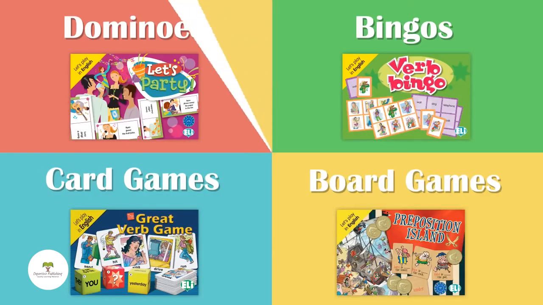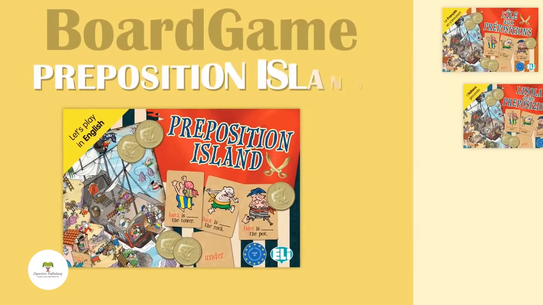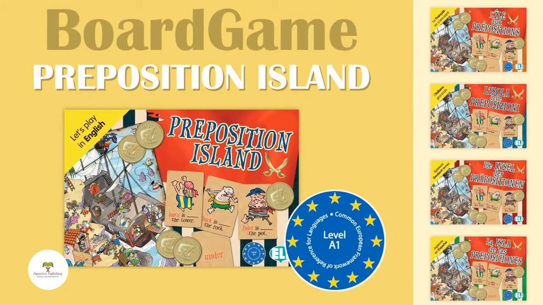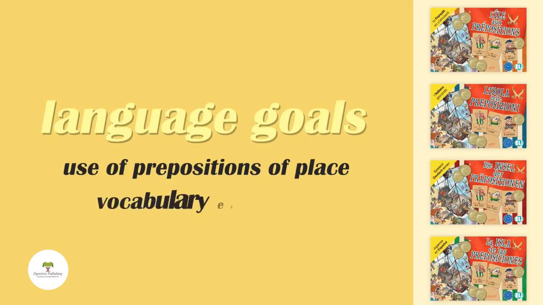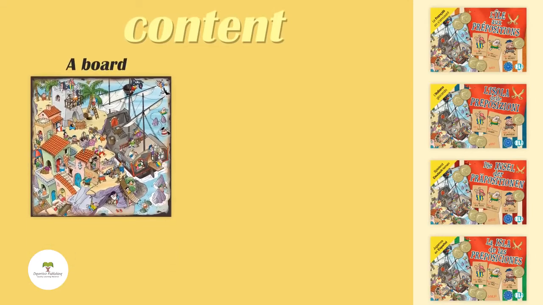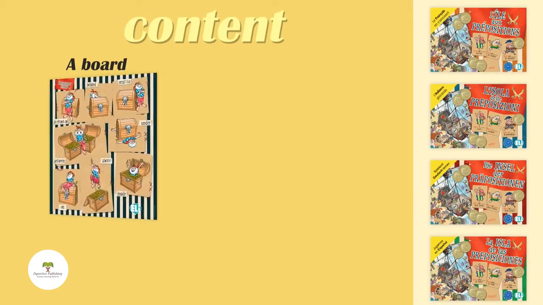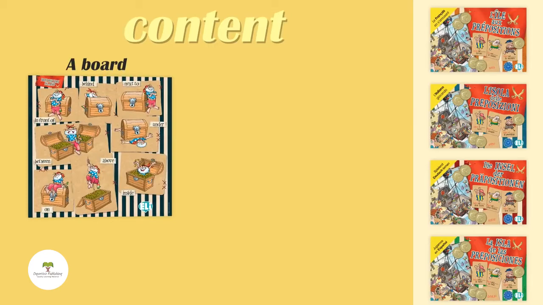Let's move on now to a board game, Preposition Island. A1 level. Language goals are the learning and practice of prepositions of place in sentences and general vocabulary expansion. The box contains a beautifully illustrated board of Preposition Island. The opposite side of the board is very useful for revising the prepositions.